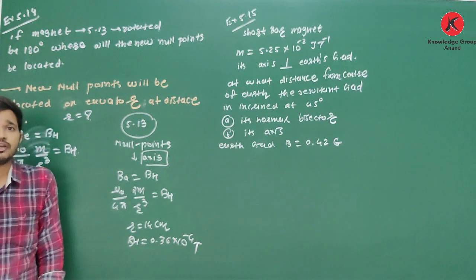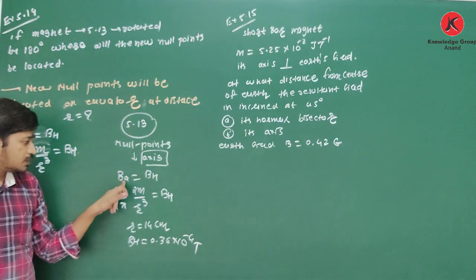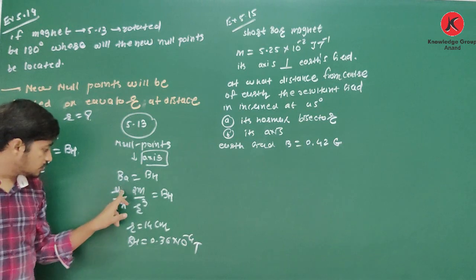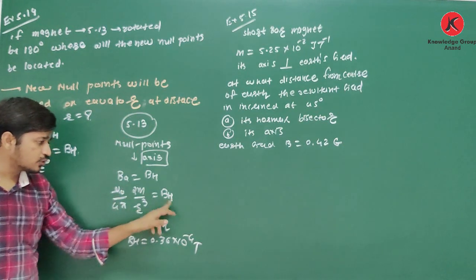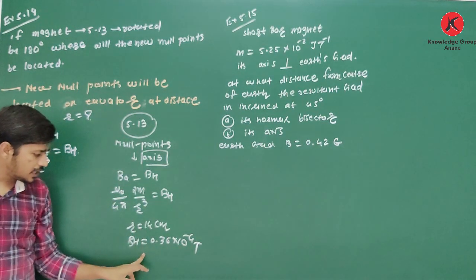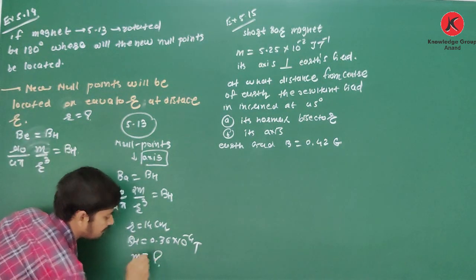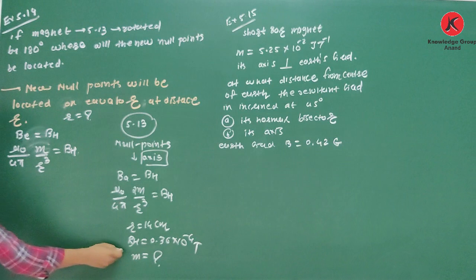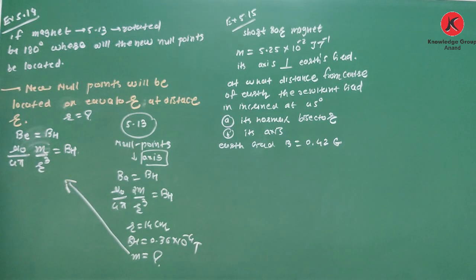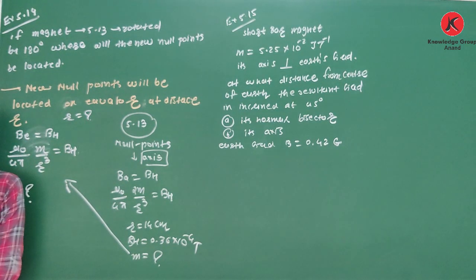Null points are obtained on the axis, so I can write BA is equal to BH. Mu 0 upon 4 pi 2m upon r cube is equal to BH. r is given, BH is given, so you can easily find the value of M. And now that value of M you have to put here, and you have to find what the distance is. Clear about this?